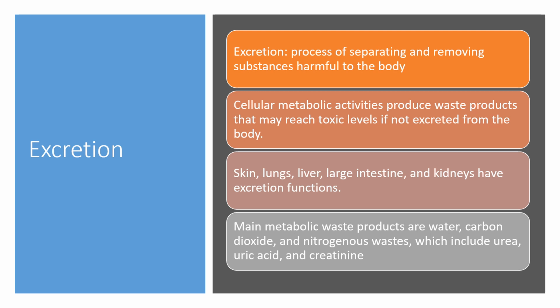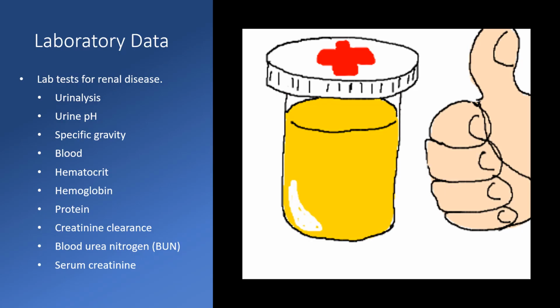Now, the kidneys are not the only organs to have excretion functions. The skin, the lungs, the liver, and the large intestine also participate in excretion. The main metabolic waste products are going to be water, carbon dioxide, nitrogenous wastes, which include things like urea, uric acid, and creatinine.